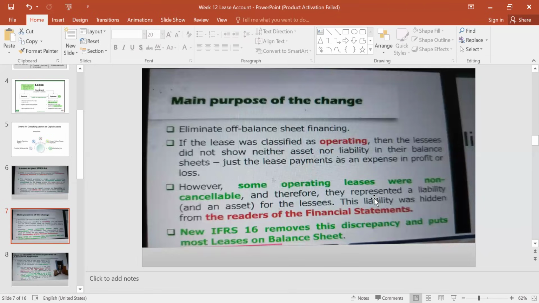And finally, the new IFRS 16 removes the discrepancy and puts most leases on the balance sheet. Okay, so remove the discrepancy. That means small or insignificant types of expense are removed, but you put most leases on the balance sheet. Okay, this is the summary of the main purpose of the lease.